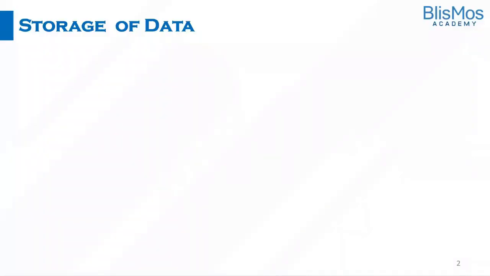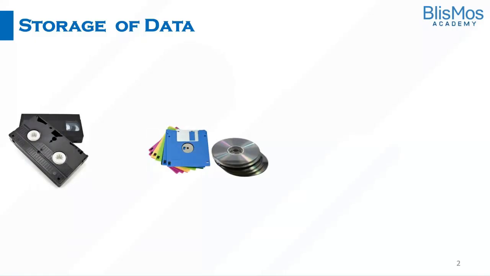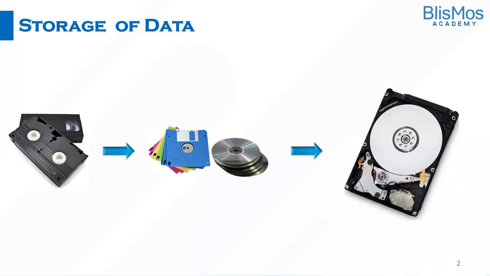If I take you back to the 1960s, when the modern day computer was just emerging, how did we store the data? We used to store the data in magnetic tapes. Then we started storing the data in floppy disks or CD-ROMs. And if I ask you now, where are we storing the data? We store the data in hard disks. And also there is a new concept called solid state drive.